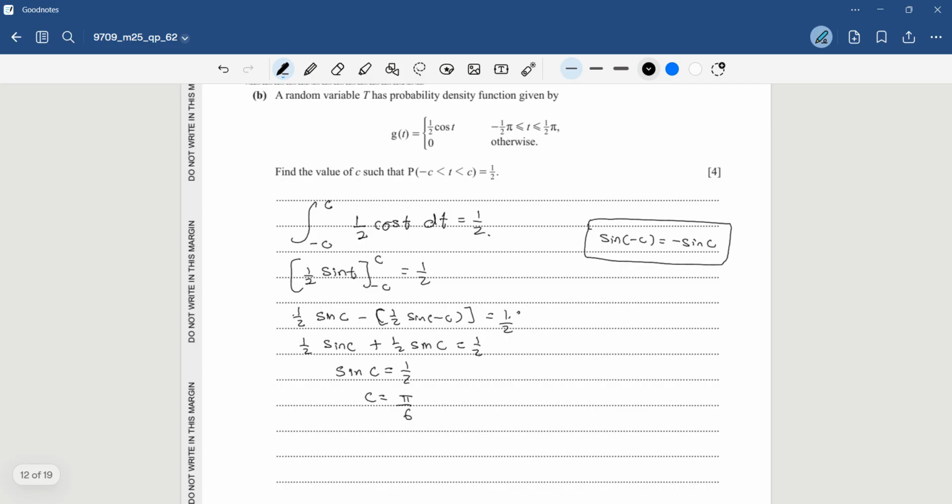It's just like, maybe we can focus on the fourth quadrant. So let's say this is my c. So sine negative c is equal to negative sine c, just like that. Okay.